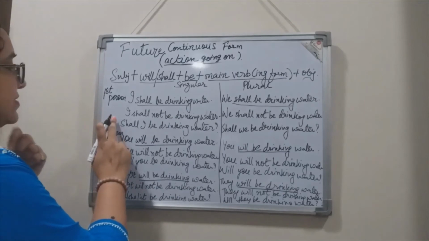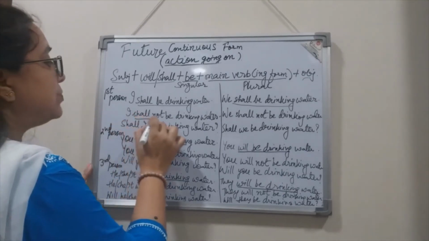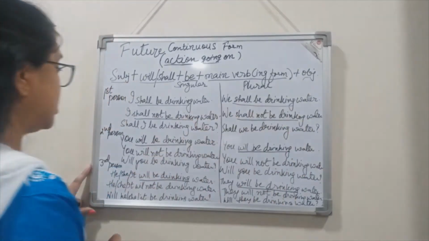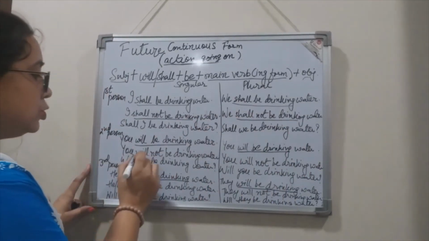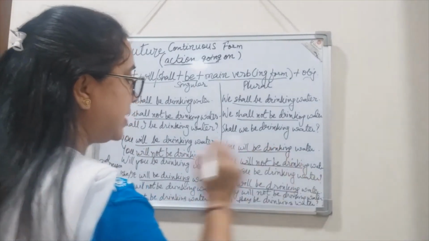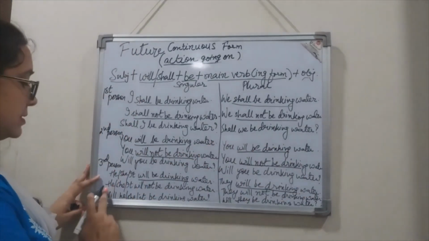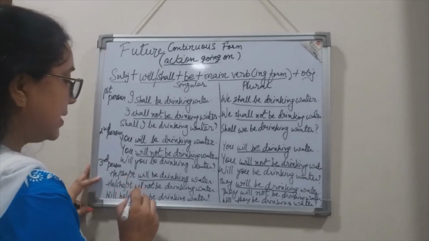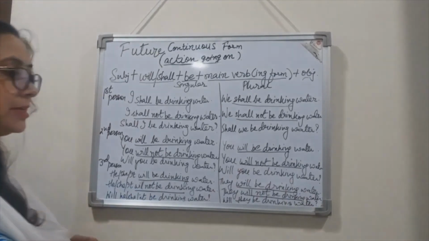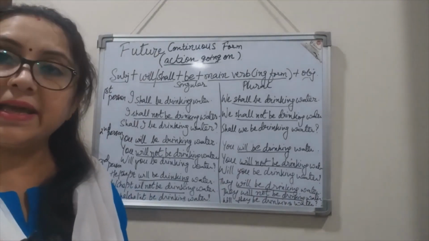Then the negative form, I shall not be drinking water, plural number, we shall not be drinking water. Second person, you will not be drinking water, plural number, you will not be drinking water. Third person, he, she, it will not be drinking water, they will not be drinking water. So these were the sentences in negative form.